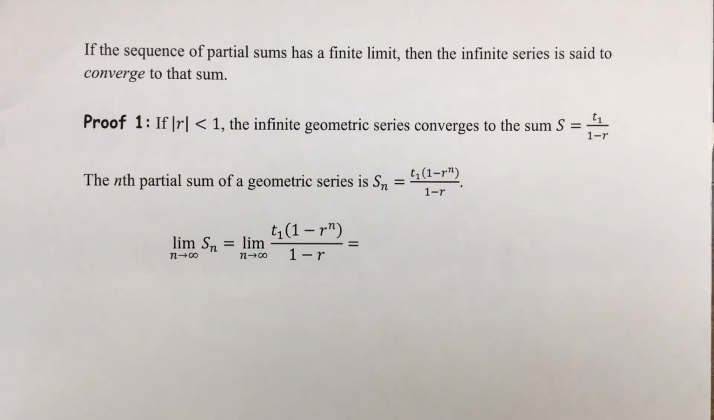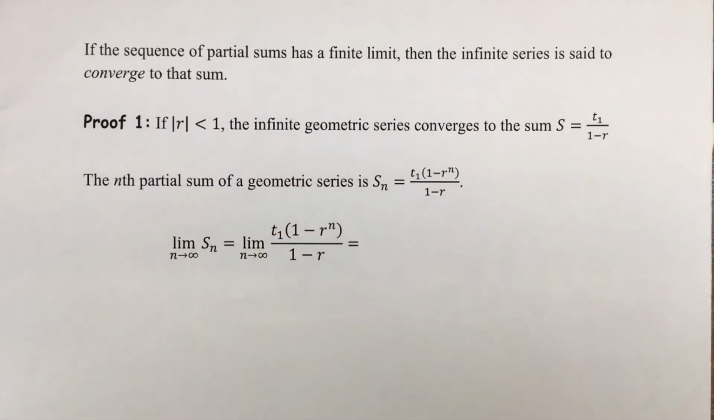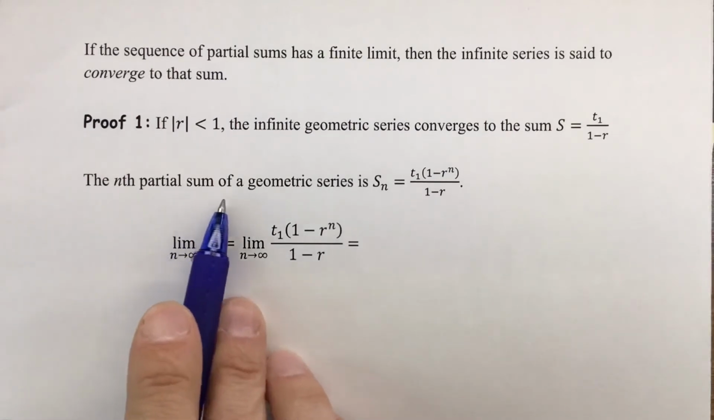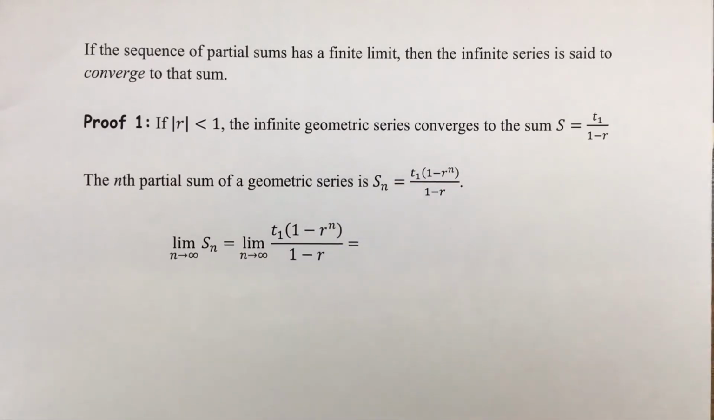Okay, so let's prove that that's actually true. And the proof is actually relatively easy and not much different than what you saw me do in the last example. We're going to be working under the assumption that the absolute value of R is less than 1. So it could be 1/2 or negative 1/2. It could be 1/3 or negative 1/3. It could be 2/3 or negative 2/3. The absolute value would be less than 1. The nth partial sum of a geometric series is calculated using this, as we've seen before.